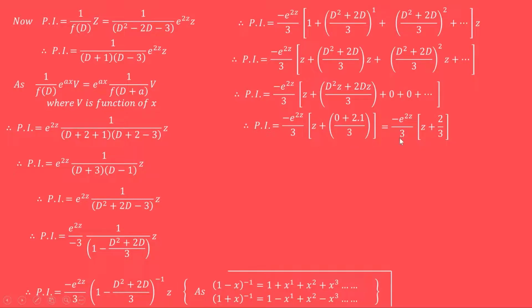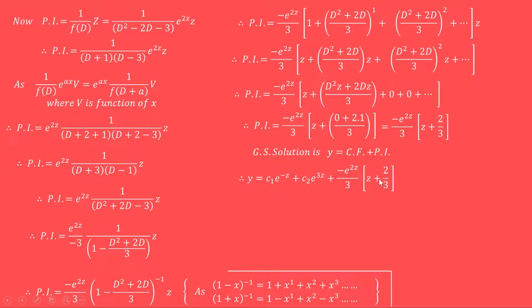So we get the value of PI. First we already found the complementary function. Now here we find PI. And as we know, the general solution is given by y is equal to complementary function plus PI. Now put the values of the complementary function and PI here. So we get y is equal to c1 e raised to minus z plus c2 e raised to 3z plus e raised to minus 2z upon 3 into the bracket z plus 2 by 3.